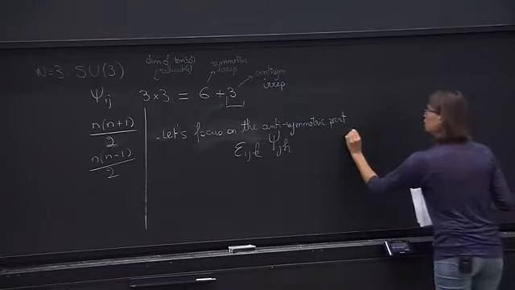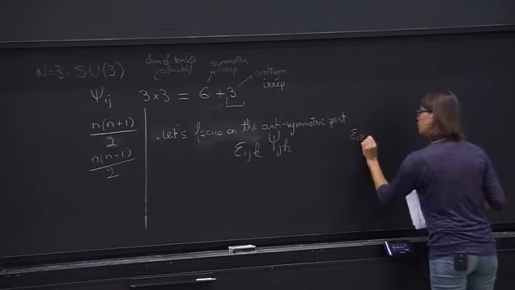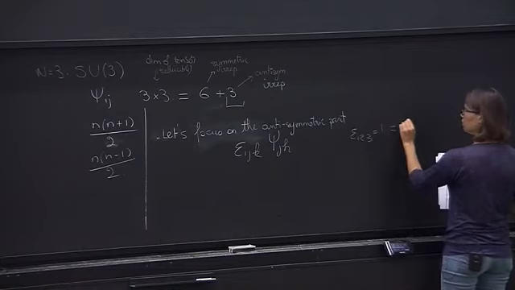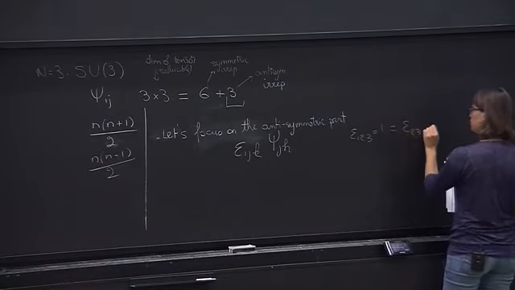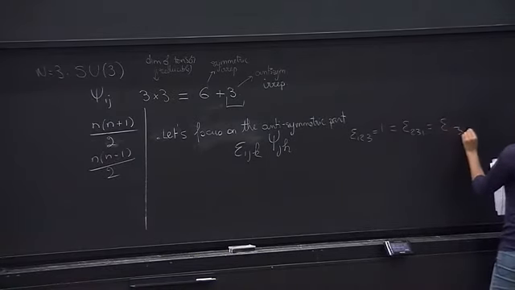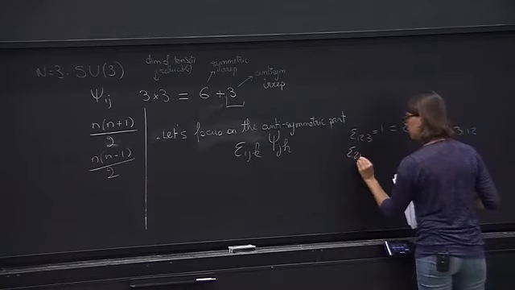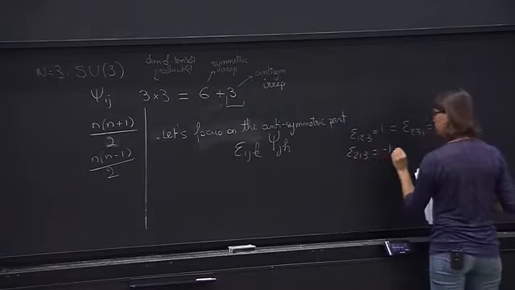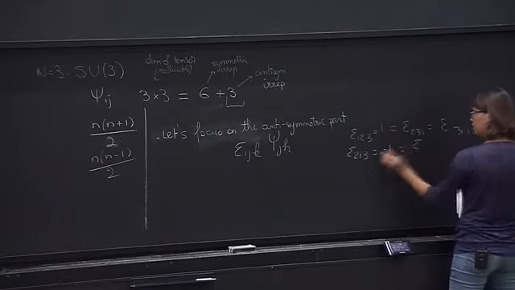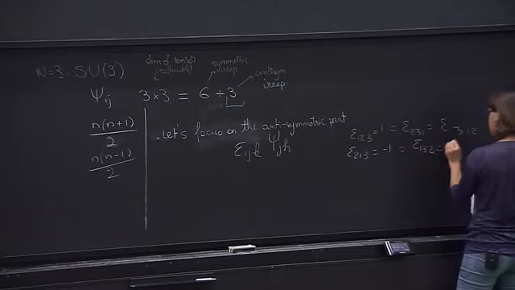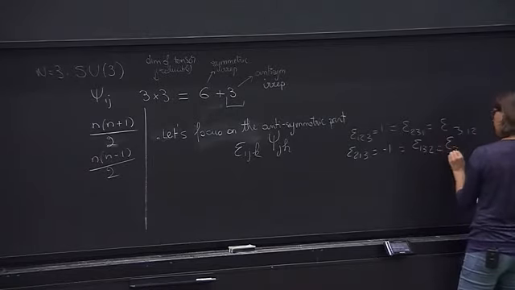So again, I'm going to choose epsilon 1, 2, 3 equal to 1. And then you have also epsilon 2, 3, 1 equal to 1, epsilon 3, 1, 2 equal to 1. And then you can permute indices. So epsilon 2, 1, 3 will be minus 1. And then you get minus 1 also for 1, 3, 2, and 3, 2, 1.